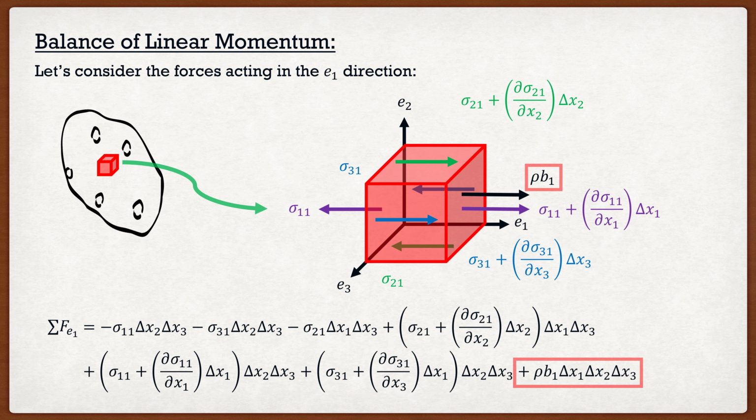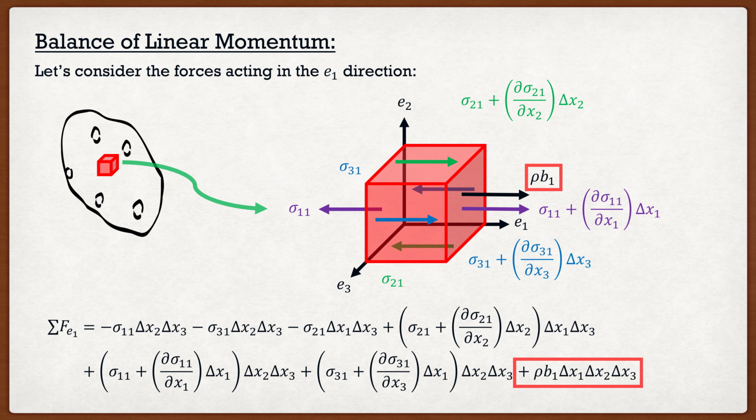And then finally, we also have to include that body force vector. The key to keep in mind is that when we're summing forces, we want forces. It makes sense, right? When we sum forces, we want forces. So when we're dealing with stress, we must multiply by an area. But when we're dealing with body forces, we actually have to multiply by a volume.